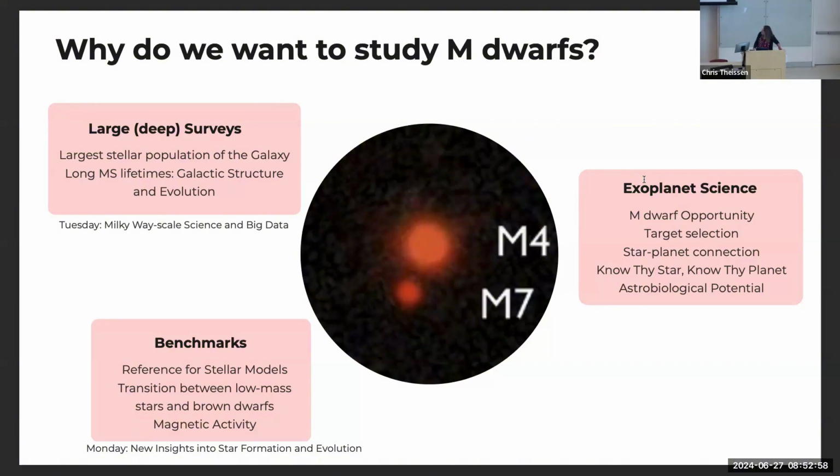And the third reason is because we need benchmarks. We need stars that will help us get stellar models better. And M dwarfs are the transition between what is a star and what is not a star, right? And also because of magnetic activity. And well, this is something that we saw on Monday.